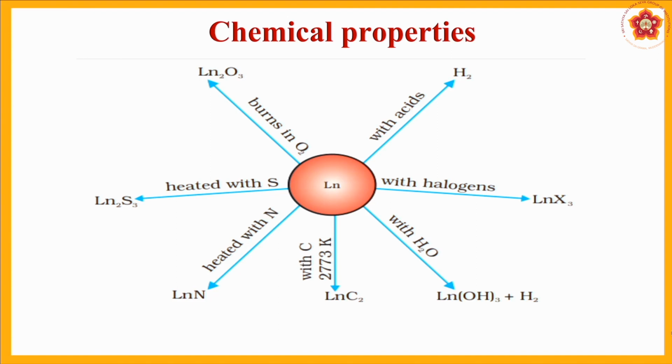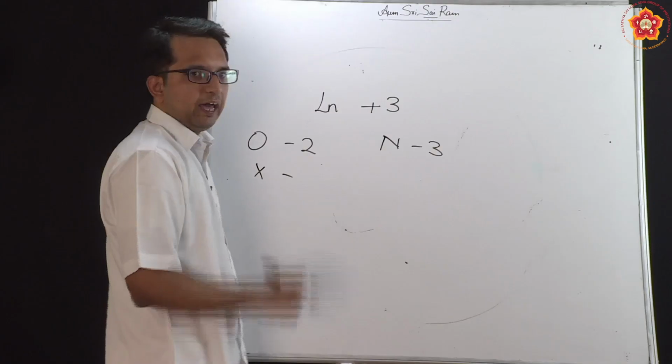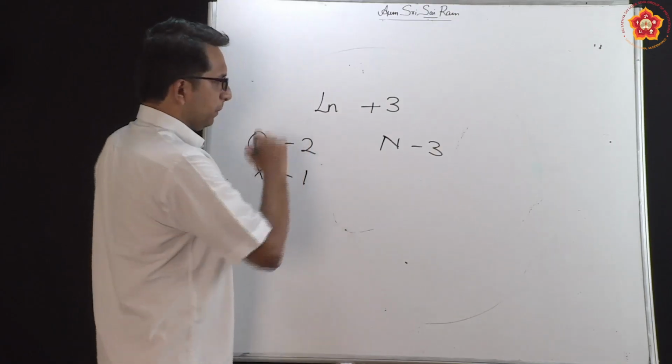So with this +3 state of lanthanides, we can go for the oxygen reaction, where we know oxygen to be in the -2 state, the nitrogen reaction, where we know it is the -3 state, and other elements like halogens, where we can see that it is in the -1 state.